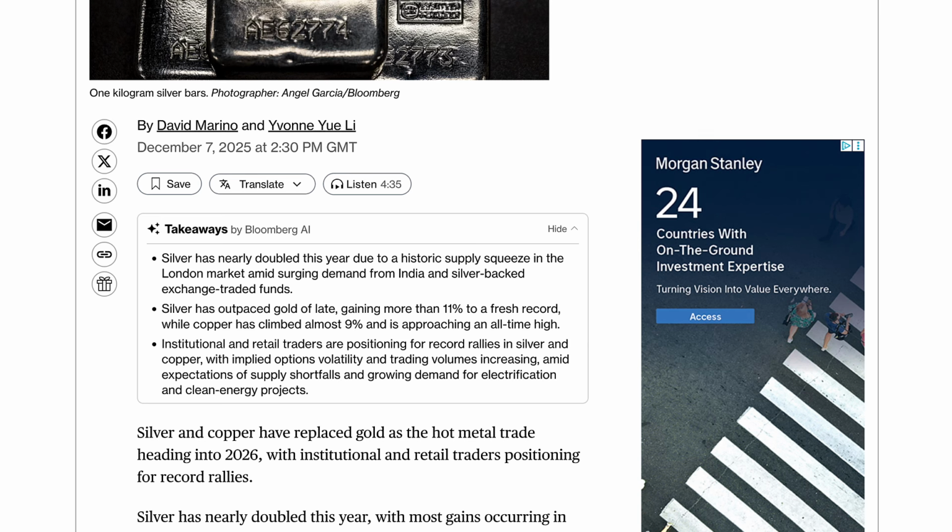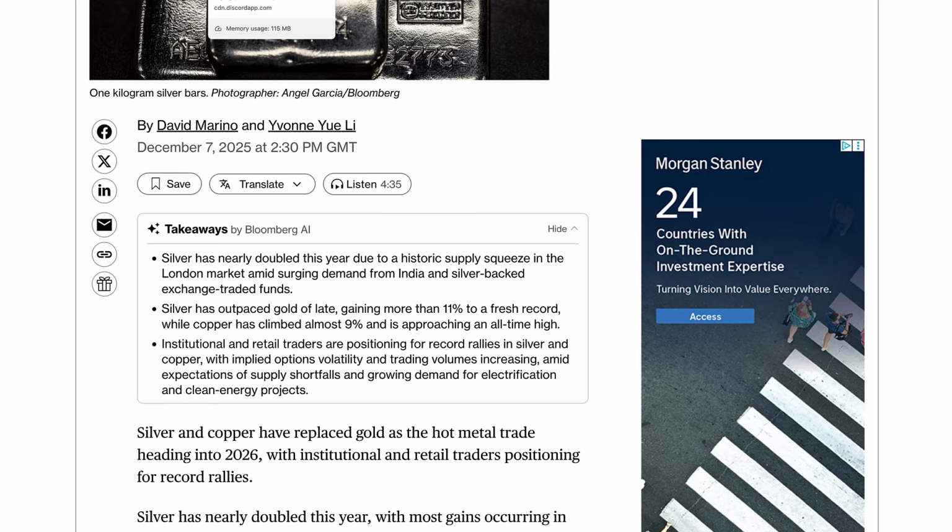Institutional and retail traders are positioning for record rallies in silver and copper, with implied options volatility and trading volumes increasing amid expectations of supply shortfalls and growing demand for electrification and clean energy projects. So it all sounds positive for silver so far.